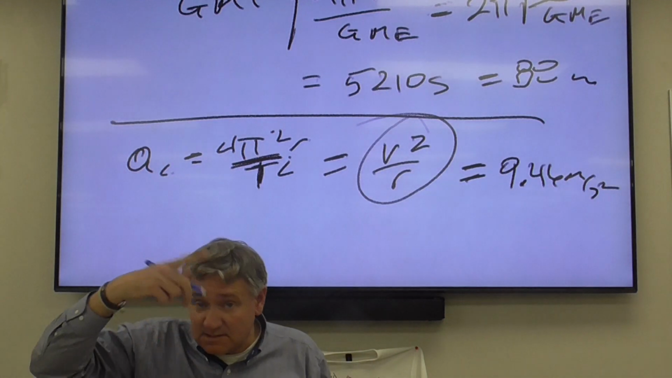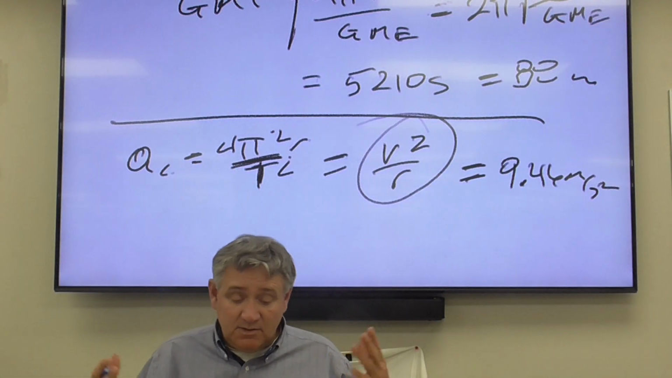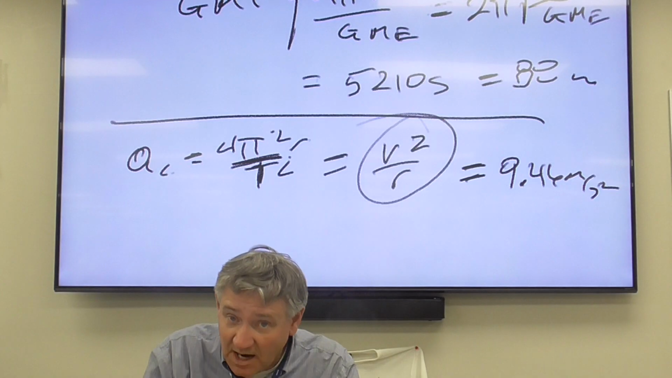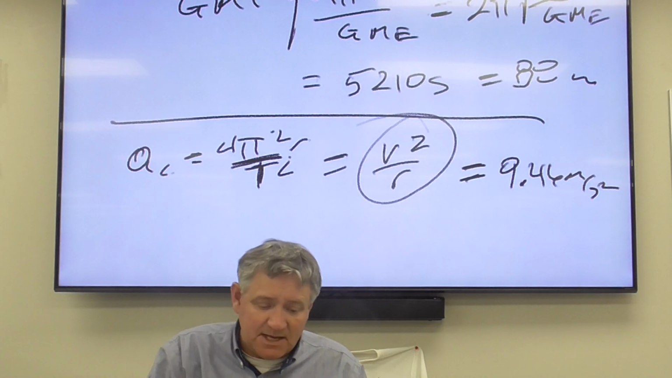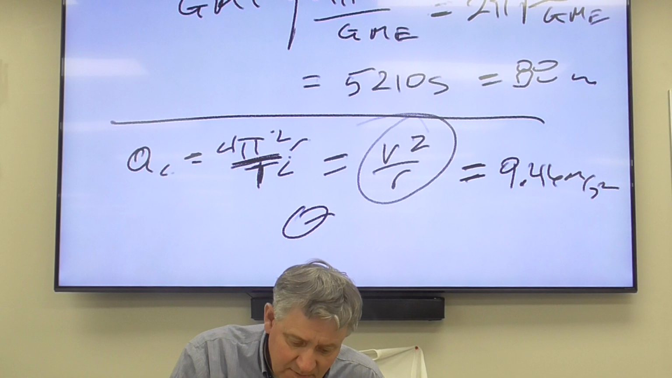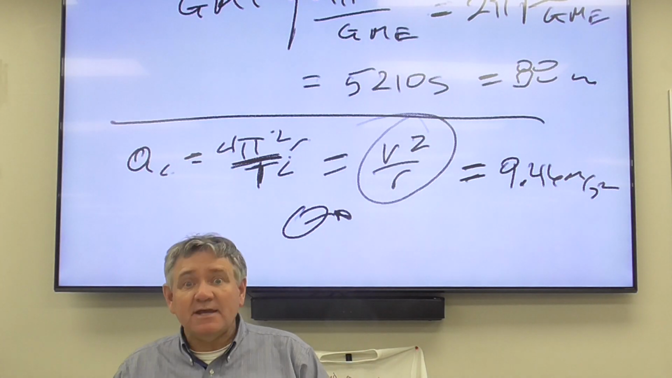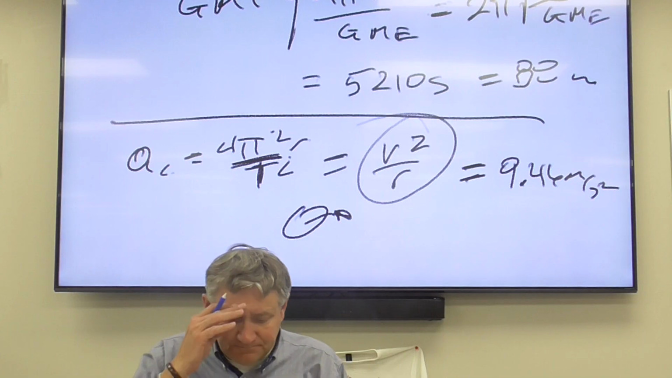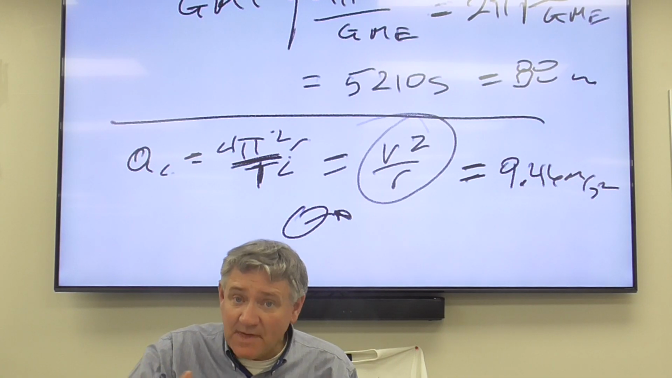Look at the orbital velocity of the satellite, and then you divide by, again, the same radius. It is not a different radius. It's still the same radius from the center of the Earth out to that satellite. It's the same radius we've been using. Now, hopefully that makes sense.